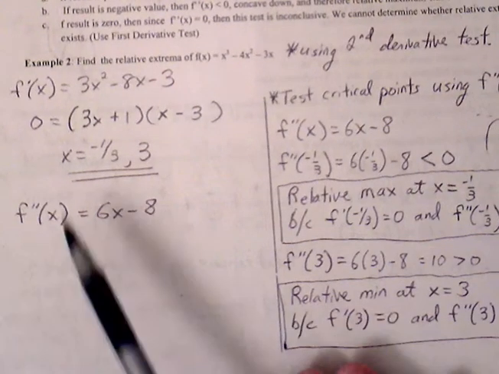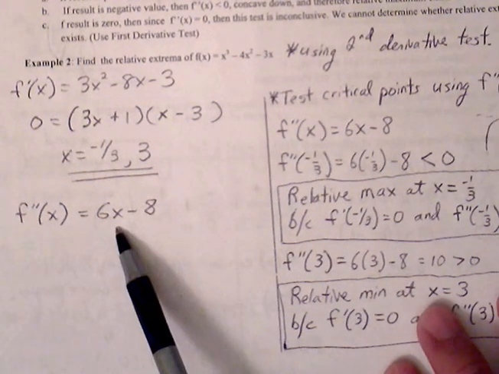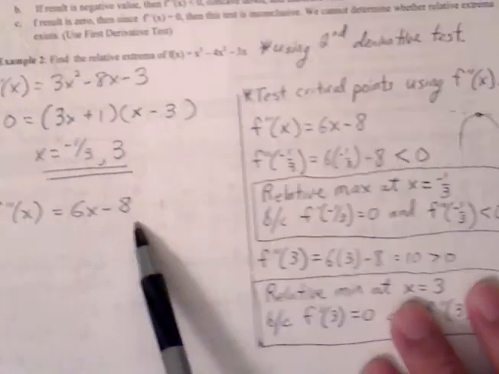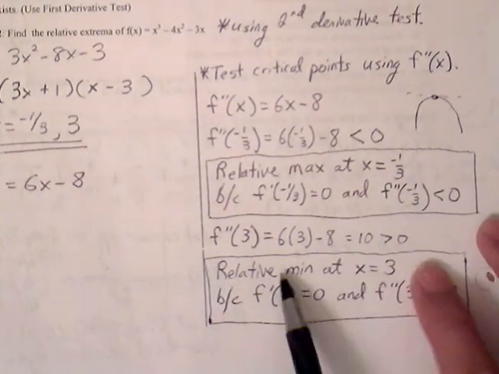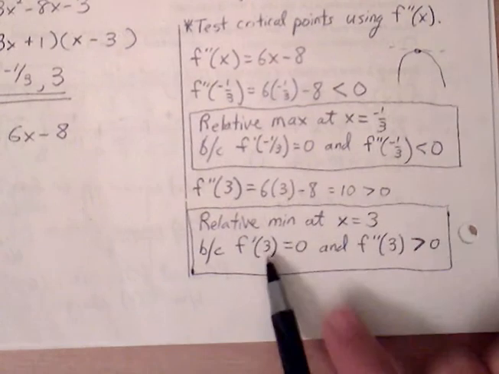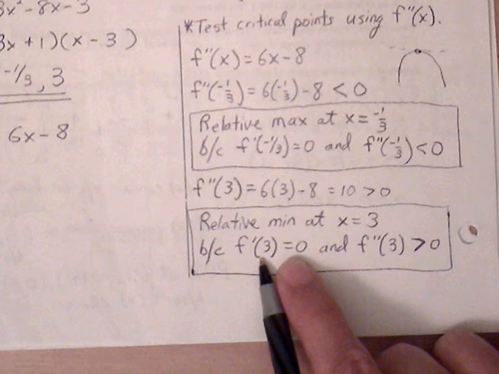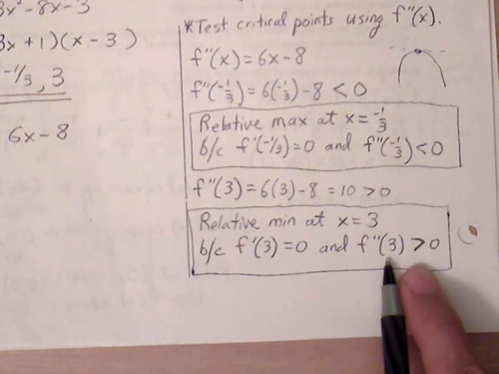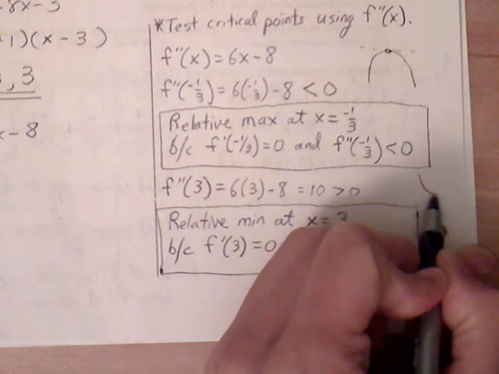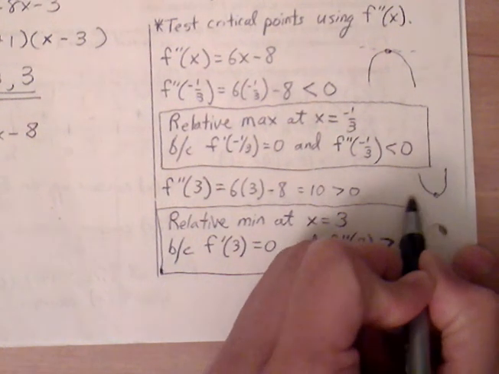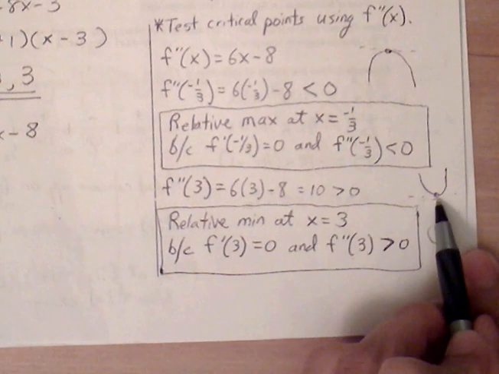All right. Let's test the other point. If I plug 3 into the second derivative function, I get 18 minus 8, which is 10. 10 is greater than 0, so we know there's a relative minimum there, because it's coming from a point where we know the slope is 0, and it's also part of the graph that is concave up. So if it is a point on the graph where the slope is 0 and part of a concave up graph, we know this point must be sitting at a relative minimum.